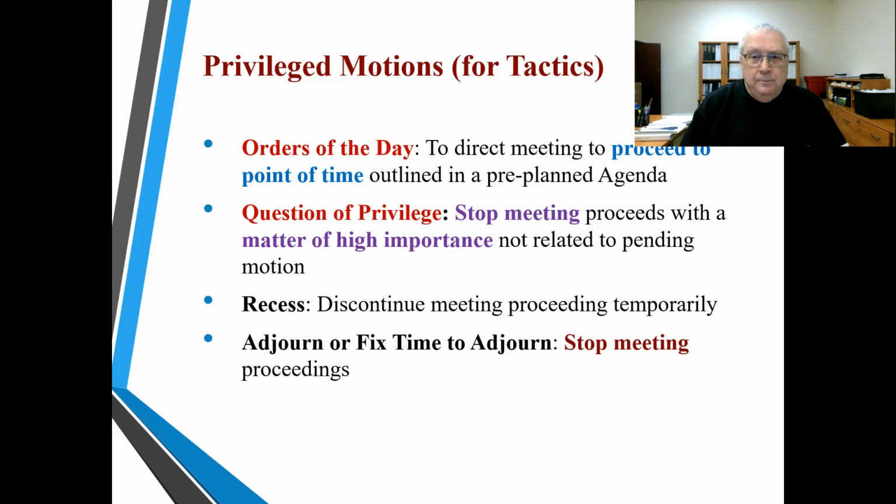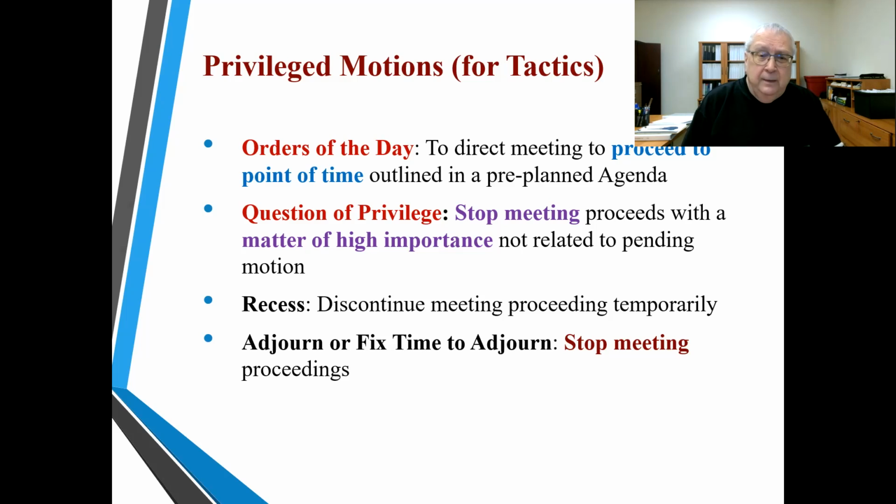Now, one very poorly understood, and I've seldom seen this used in the world of Toastmasters, is a question of privilege. But that doesn't mean it doesn't exist. And that doesn't mean that it cannot be used as a tactical tool by a member of the assembly. Question of privilege is a matter of high importance, where the rights of an individual member are being stomped on. Now, it could be as simple as the room is cold, we need to have the heating turned up. Or it could be much more profound.